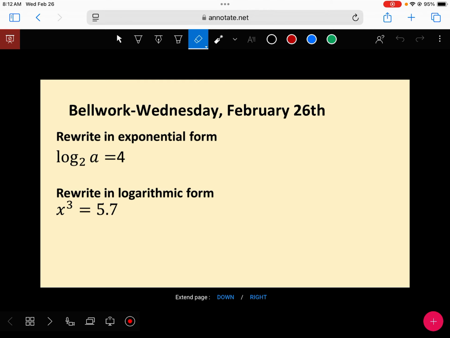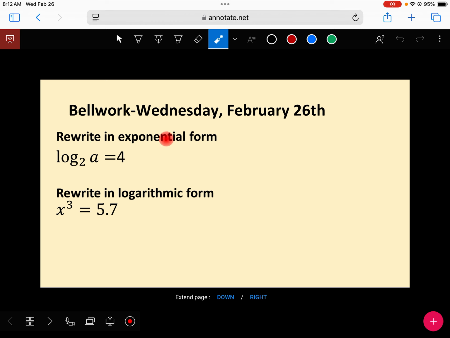You have a skills check on Friday. It will be open note though. It'll be an open note skills check. You're going to have to do questions like this. So make sure you write notes in your bell work because you can use your bell work, your notes, your homework. So the first two questions are rewriting.